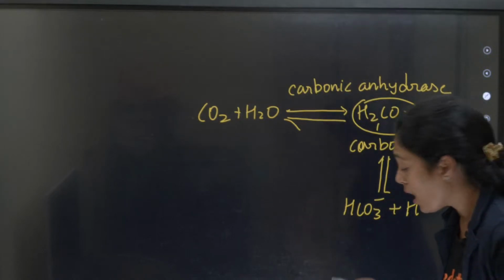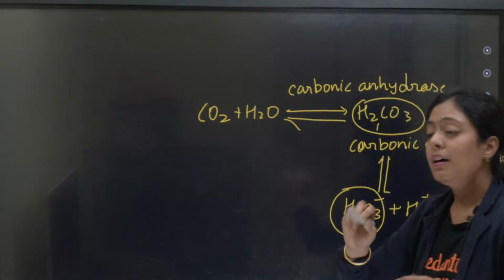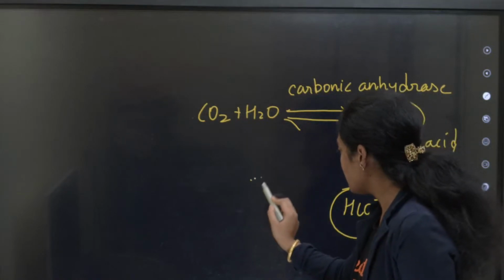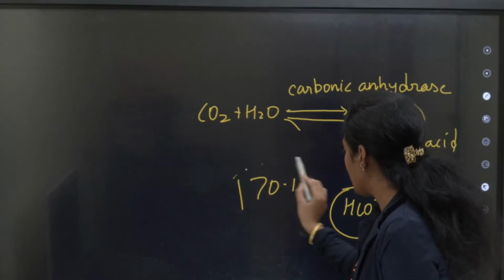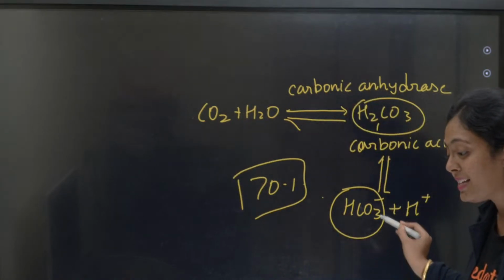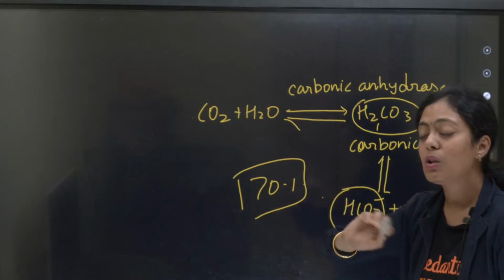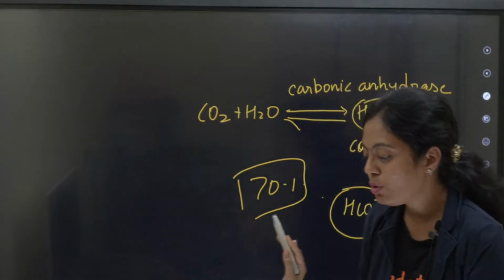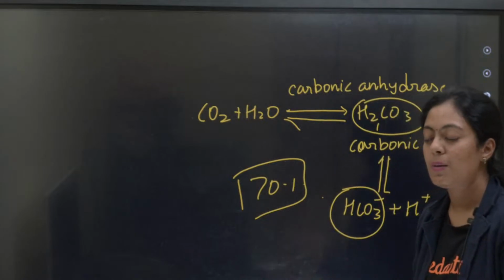Okay, now this is going to be helping in transport of carbon dioxide. Okay, so 70% of carbon dioxide is transported as bicarbonate. So there's a lot of difference between carbonic acid and bicarbonate. Okay, understood? If you remember this one reaction, you are done.